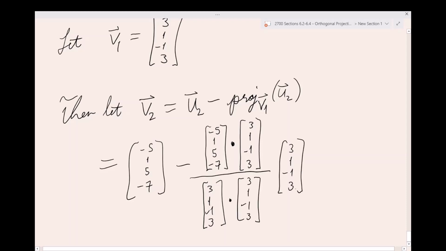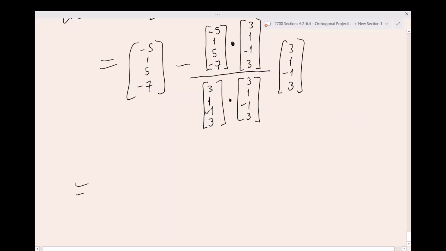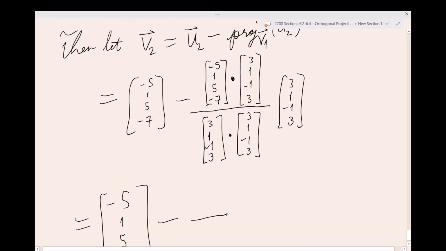Now that gives me a lot of work to do, so let's figure out what all these numbers are. What's my dot product here? Negative 5 times 3 is negative 15. Plus 1 times 1 is 1. Plus 5 times negative 1 is negative 5. Plus negative 7 times 3 would be negative 21. Negative 15 and negative 21 make minus 36, then minus another 5 is minus 41, and then plus 1, so minus 40.